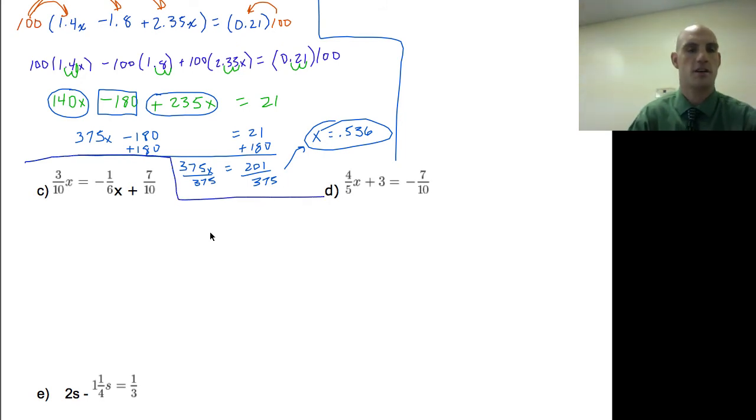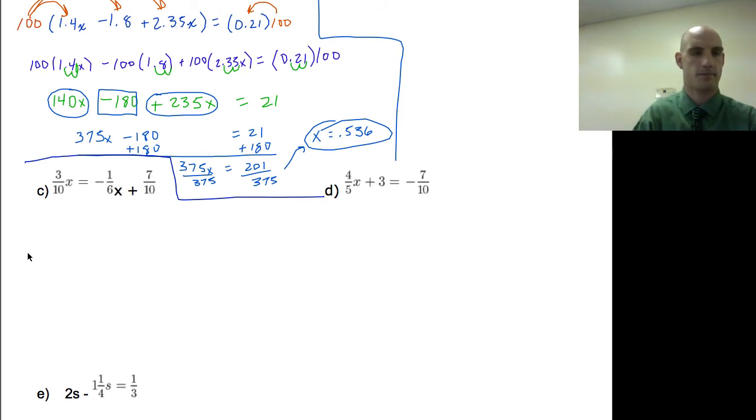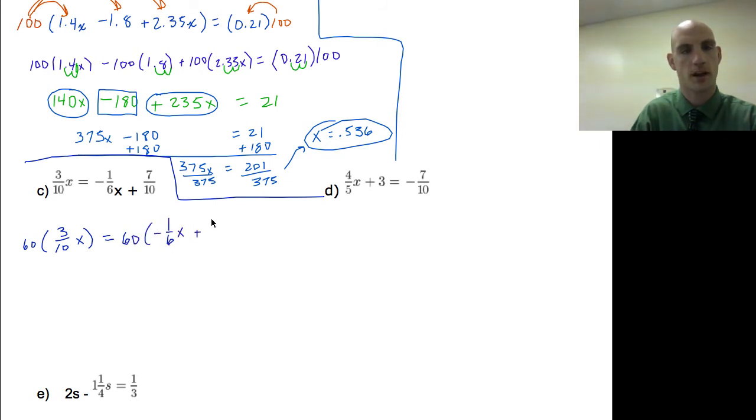Let me section this off. I've got 3/10 x equals negative 1/6 x plus 7 over 10. And I'm going to look at 10, 6, and 10 and find a common denominator. Say 60. So what I'm going to do is I'm going to multiply both sides by 60. So 60 times 3 over 10x equals 60 times minus 1 over 6x plus 7/10.